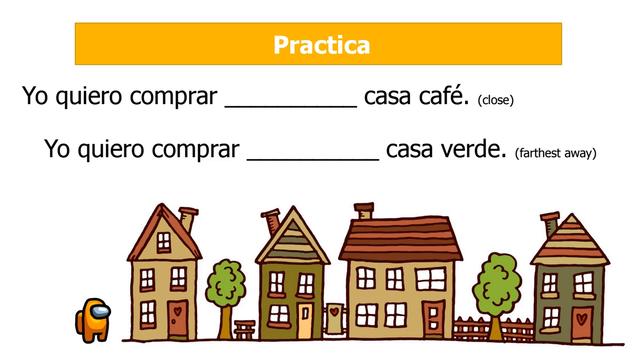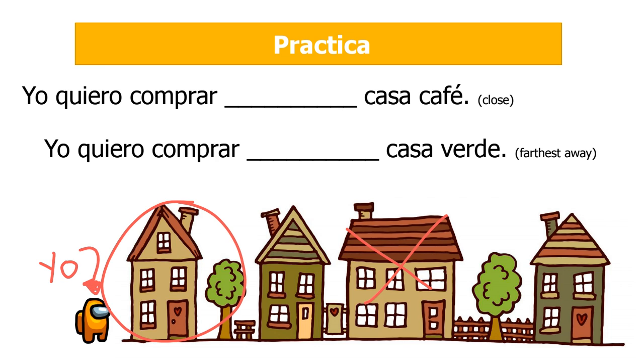Here's two more ejemplos for you. So yo quiero comprar blank casa café. And then in parentheses, you see that this brown house that we're talking about is close. So I want to buy blank brown house. And we can assume that if it's close, if we look on here, there's only two brown houses, right? We know that it's not this brown house. So that means that it has to be this house, which makes sense because it says that it's really close to me. And, I am right here.